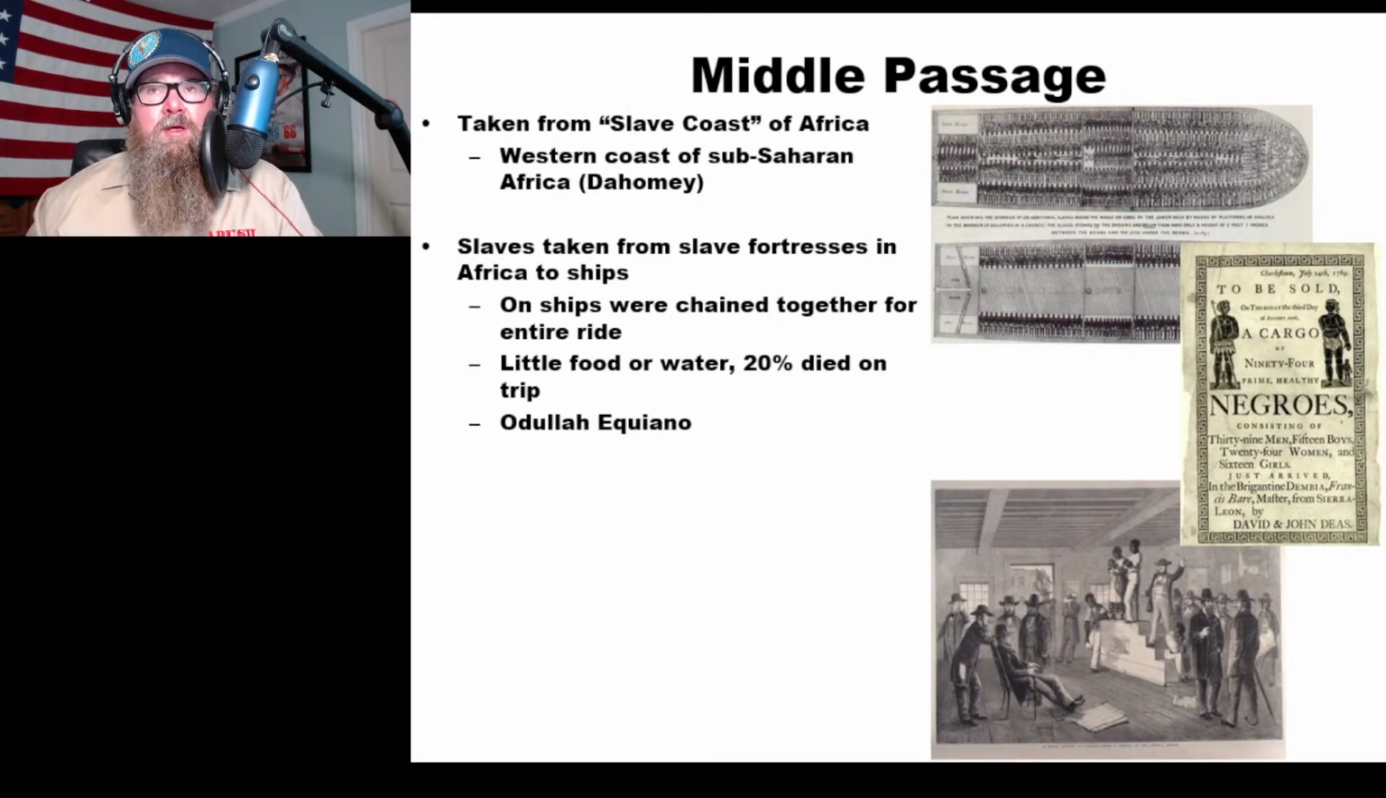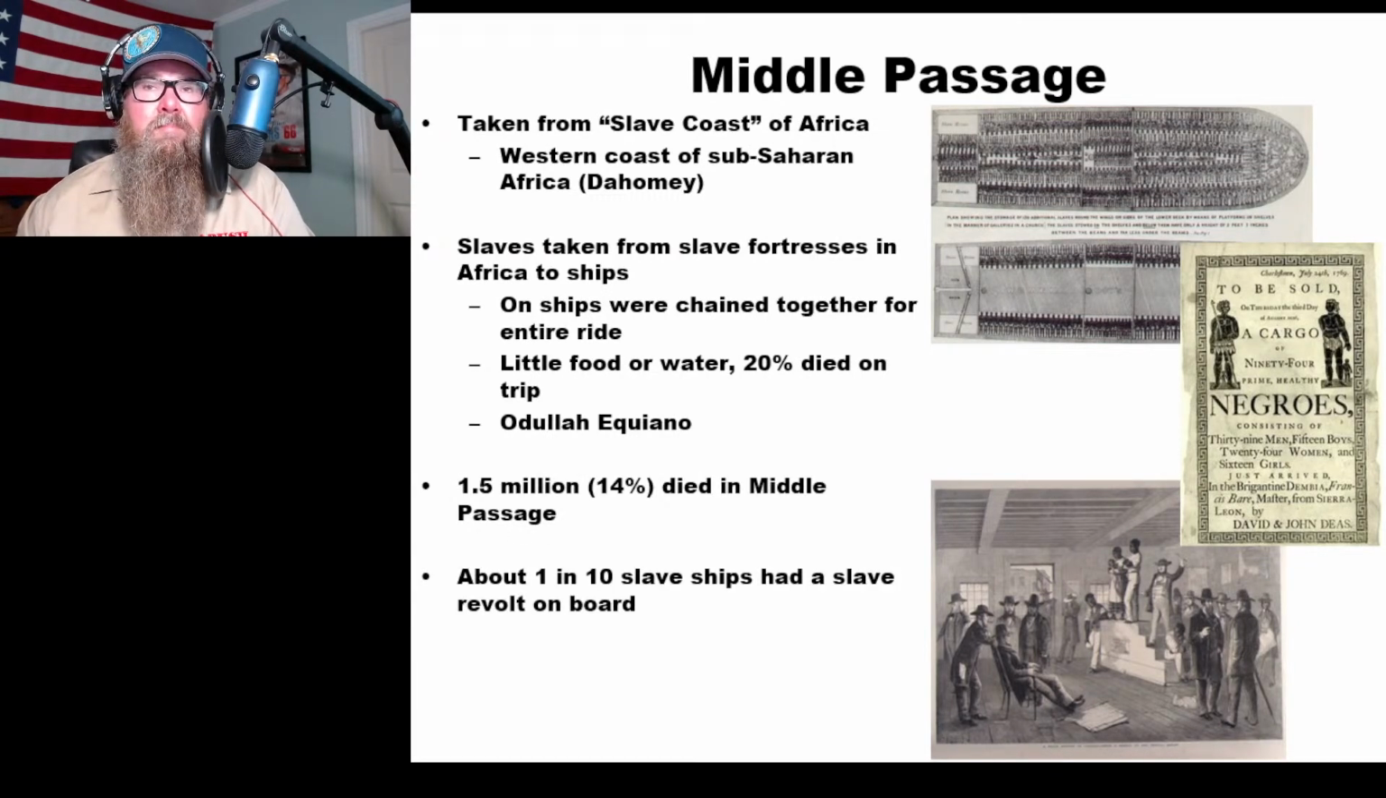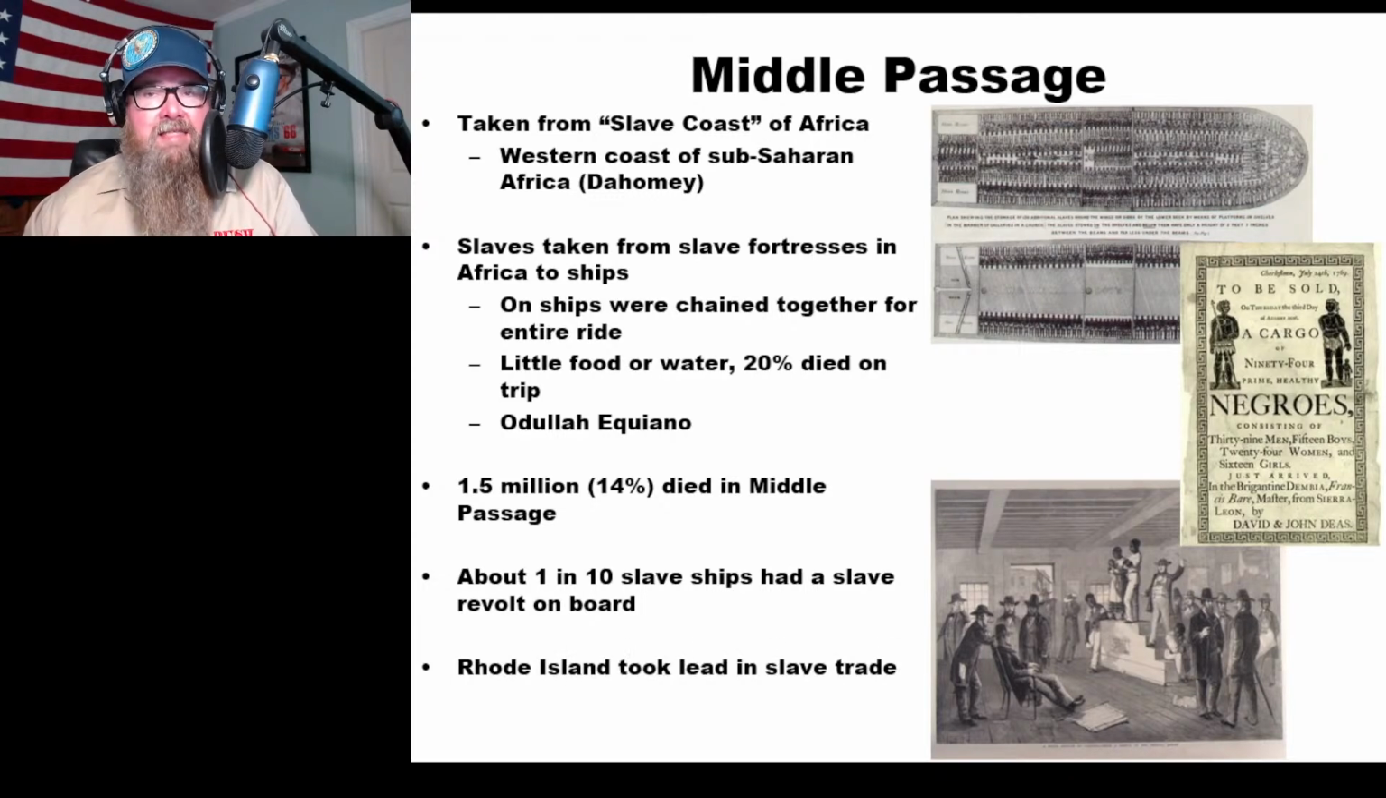Most of them came from the center of Africa, and the Western African nations or tribes would go into Central Africa, bring them to the coast, and sell them to the white traders, all right? And they were chained together. 1.5 million of them died in that Middle Passage, estimated probably a lot more than that. They had slave revolts, whether they were huge slave revolts or small slave revolts, it depended.